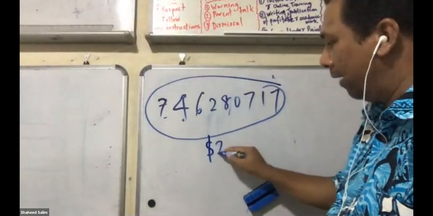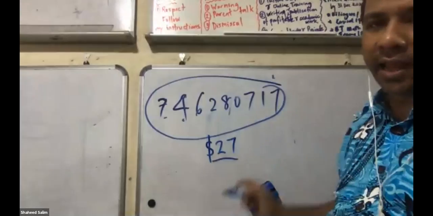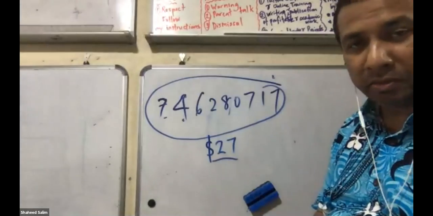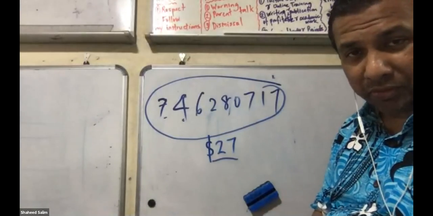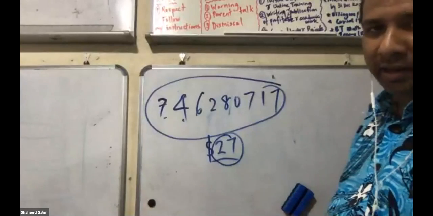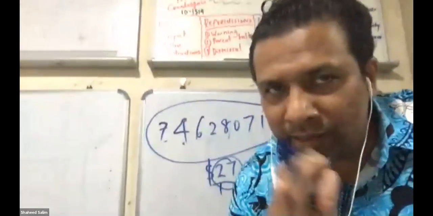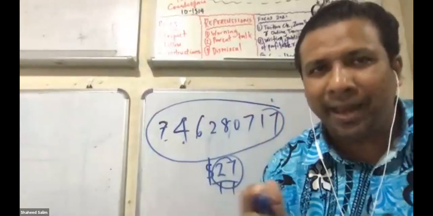Let's say now you check inside your wallet, you have $27. How many numbers are there? 27. How many numbers? 1. This is one number. How many digits are there? 2. Good. So that's the first thing we're going to do, okay? You must understand the difference between number and digit.